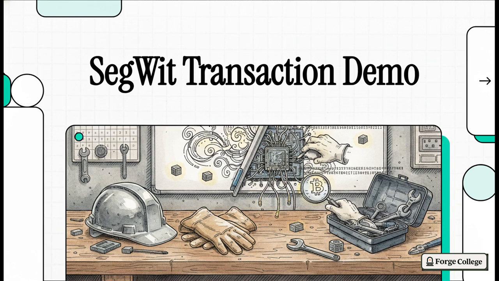So today, we're putting on our hard hats, rolling up our sleeves, and moving straight from the whiteboard to the workbench. We're going to conduct a tangible, hands-on engineering lab experiment with SegWit. We'll construct a real transaction from scratch, inspect the raw data, and see the exact mechanics at play in real time. It's going to be a lot of fun.